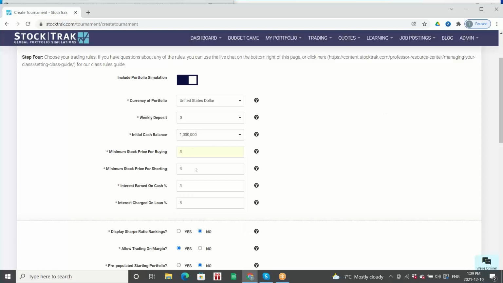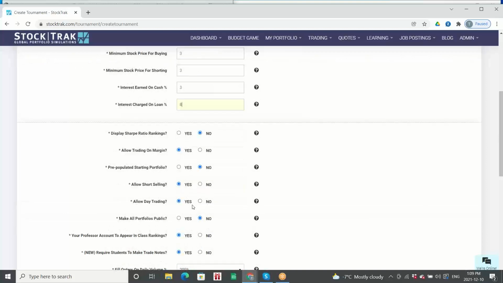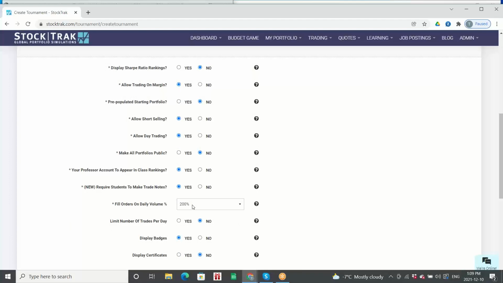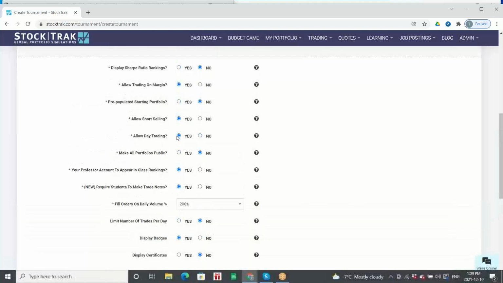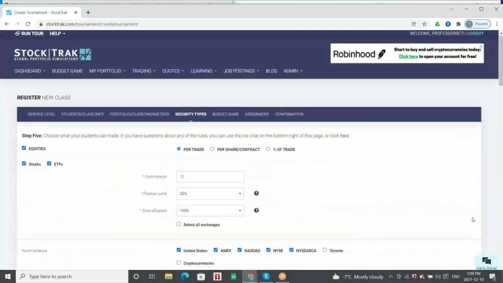You can set the minimum stock price for buying and the minimum stock price for shorting. You can choose whether your students earn interest on cash, or whether they are charged margin. As you can quickly see, for all of the trading variables here, you can just say yes or no, yes or no, yes or no. For the purpose of our webinar today, I'll just briefly gloss over that. So we'll just go next.